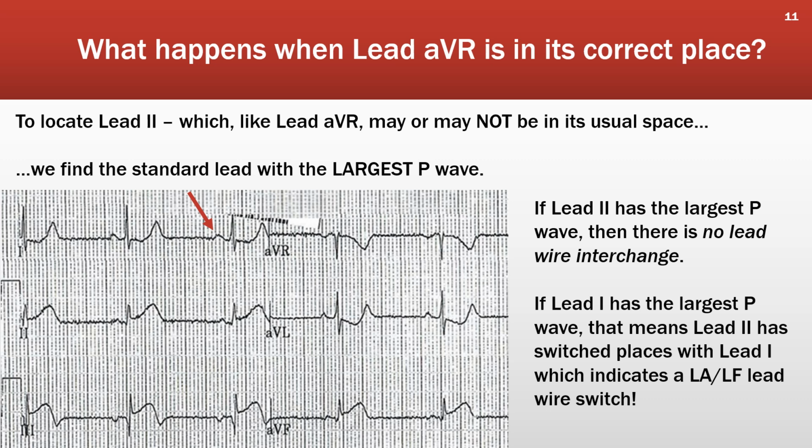If we look over in the augmented leads, we see that lead AVR is in its proper location. But then when we look at the standard leads, leads 1, 2, and 3, we find that lead 1 has the largest P wave. Okay, that's not really lead 1, that's lead 2. Leads 1 and 2 have switched places. If we look down at lead 2, what we're really looking at is lead 1. So there is, in this case, a left arm, left foot lead wire switch.